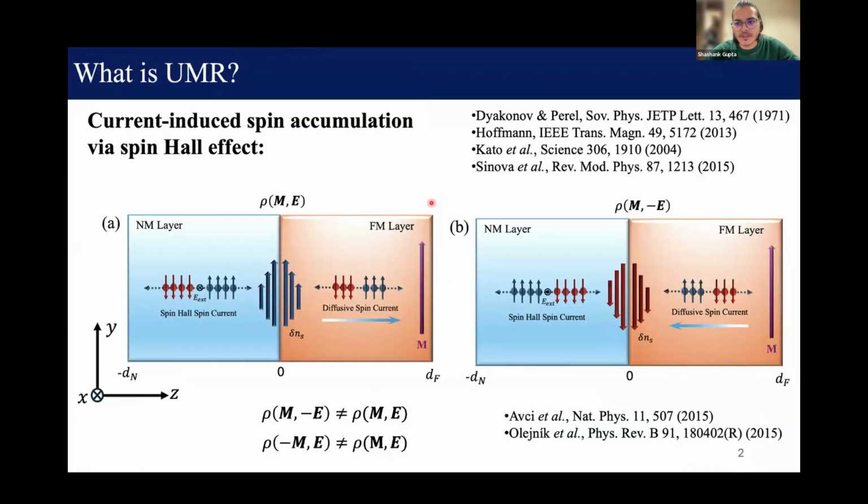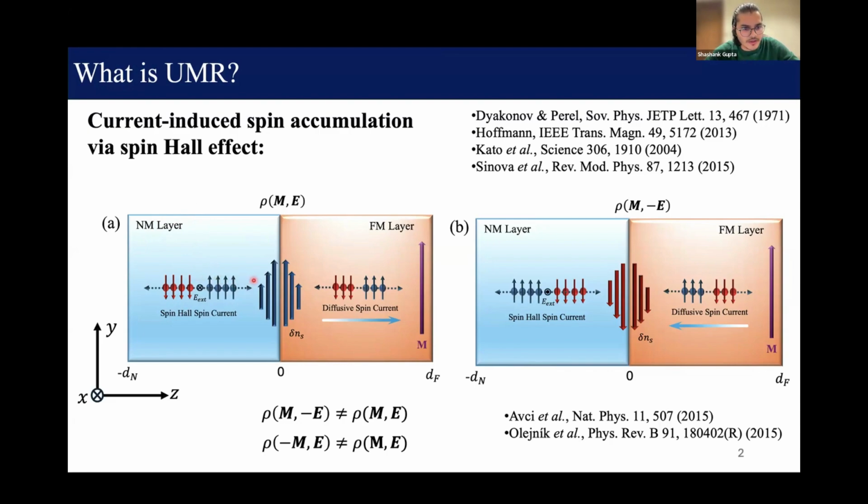So, what is UMR? UMR is a kind of magnetoresistance that we observe in the bilayer of normal metal and ferromagnetic metal upon changing the direction of electric field or magnetization. So here we have a bilayer of normal metal and ferromagnetic metal layer. When we apply an electric field, a charge current starts flowing. Then, because of the spin Hall effect, spin current starts flowing in the perpendicular direction.